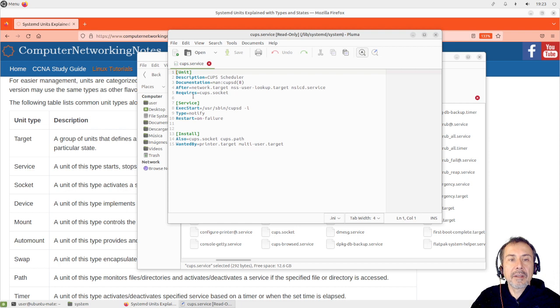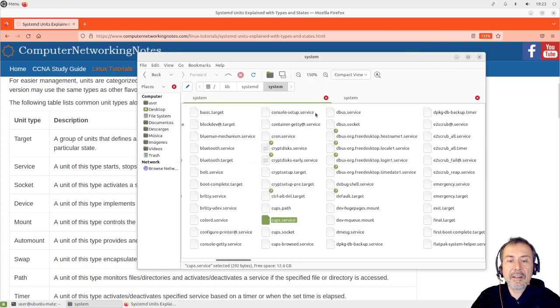Here we have the service section, some common information, and it starts something. For example, this is the print service. CUPS is for managing printers. It starts services for managing the printers in our system, managing the queue of things that need to be printed. We have some important information, restart on failure, something about installation, and this is a service. A service is something that provides a service in our system.